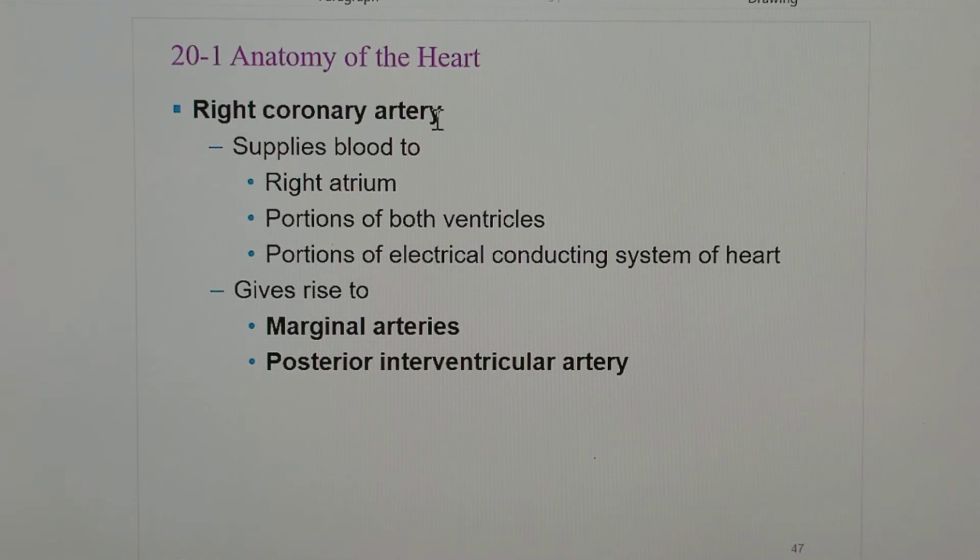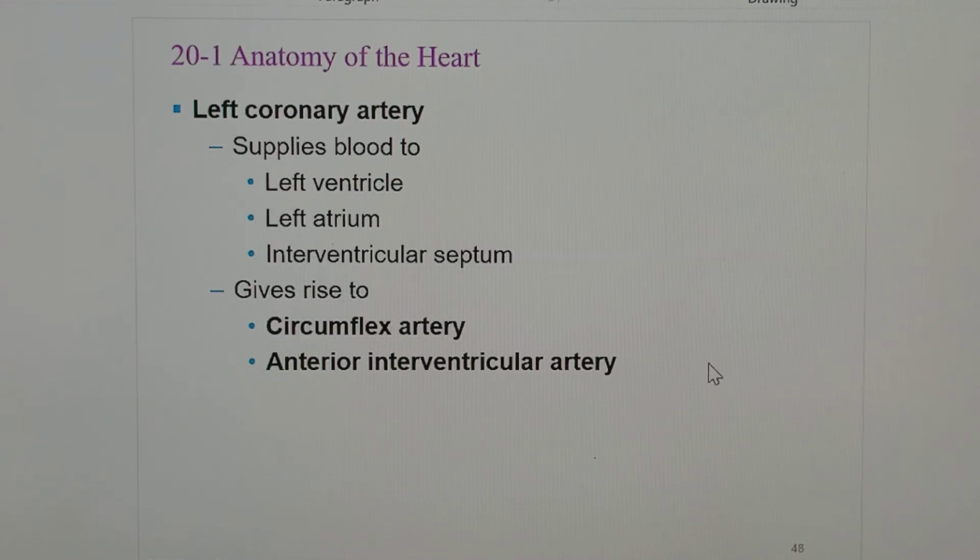The right coronary artery supplies blood to the right atrium, portions of both ventricles, portions of the electrical conducting system of the heart. The right coronary artery gives rise to, as it branches out, marginal arteries and the posterior interventricular artery.